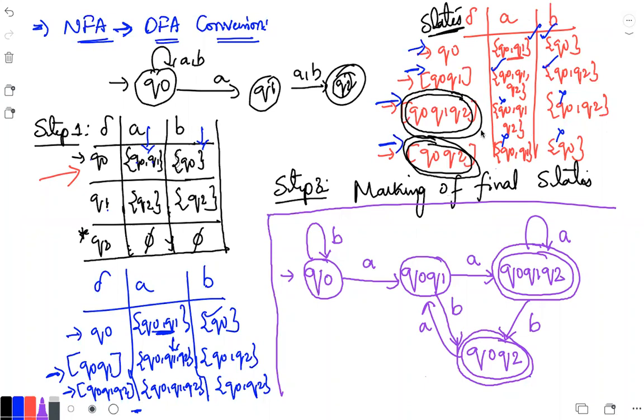So Q0 on A is {Q0, Q1}. Is it Q1 or Q2, guys? Yeah, Q1. So {Q0, Q2} on A is {Q0, Q1}. {Q0, Q2} on B is Q0.